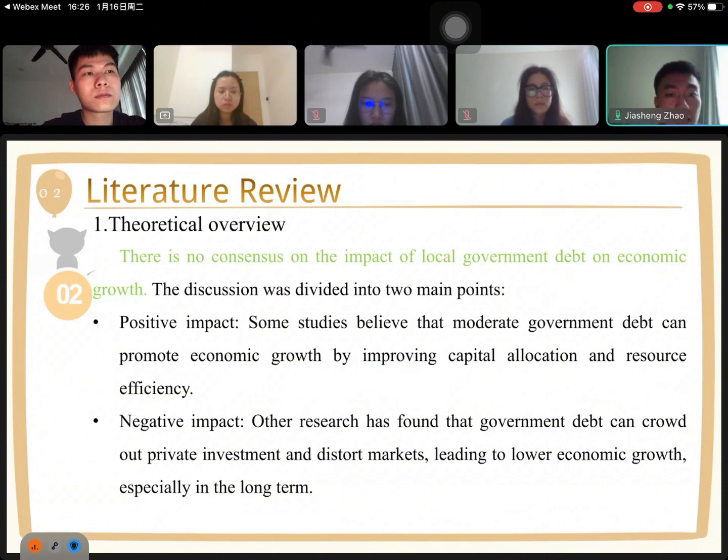About positive impact: some studies believe that moderate government debt can promote economic growth by improving capital allocation and resource efficiencies. About negative impact: other research has found that government debt can crowd out private investment and distort markets, leading to lower economic growth, especially in the long term.